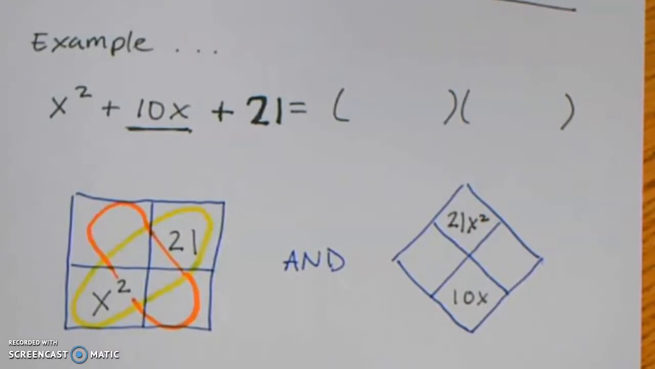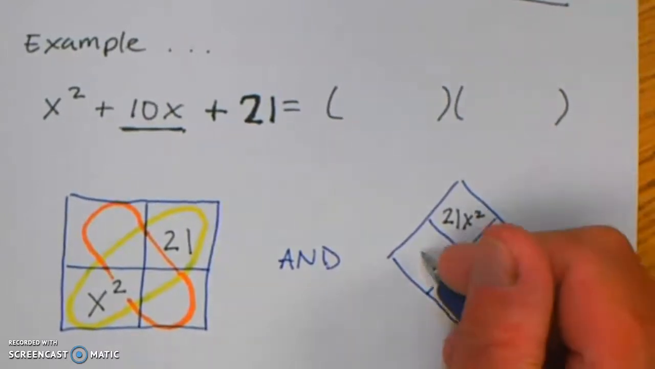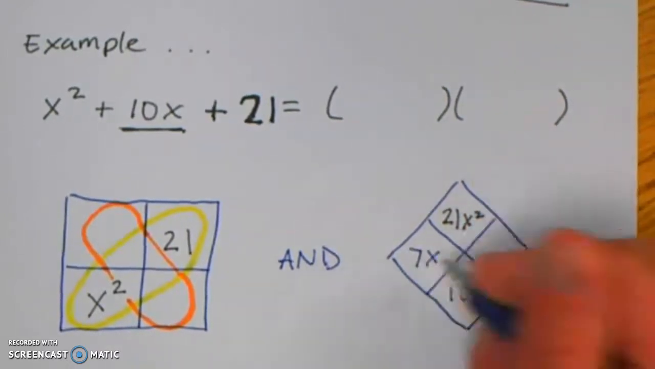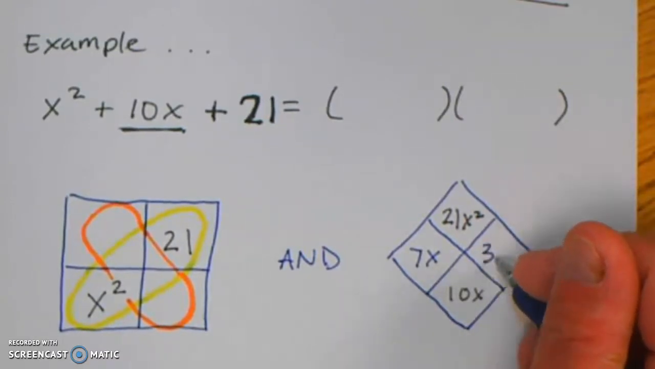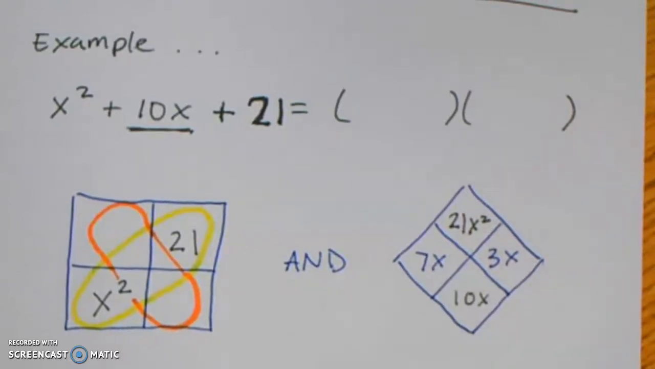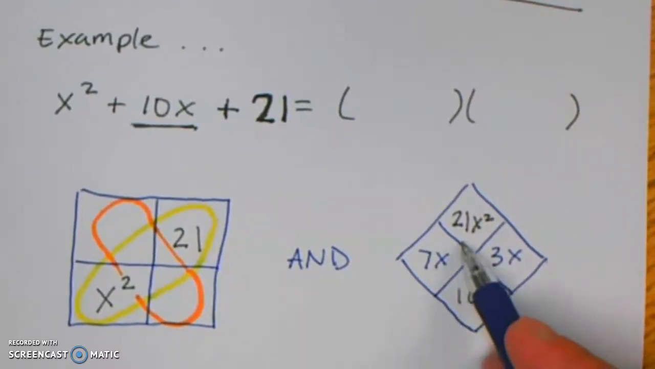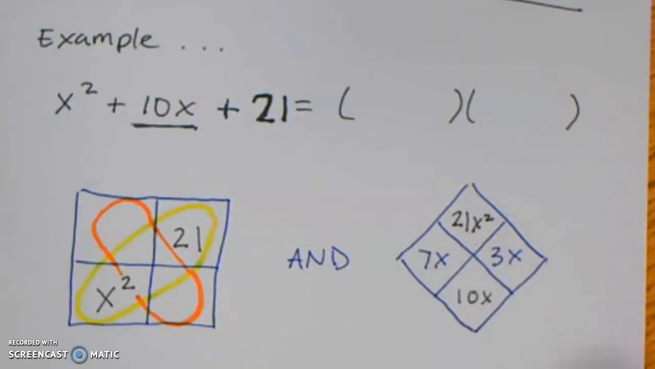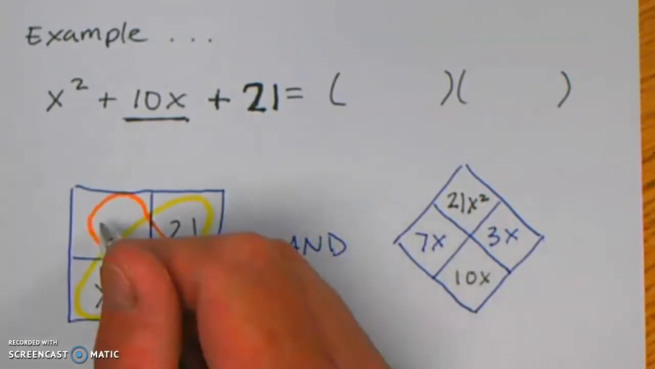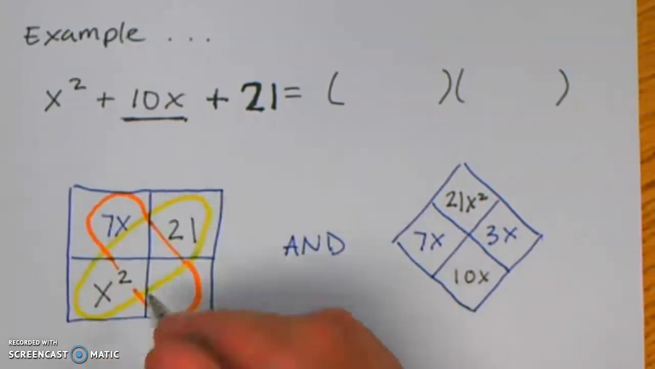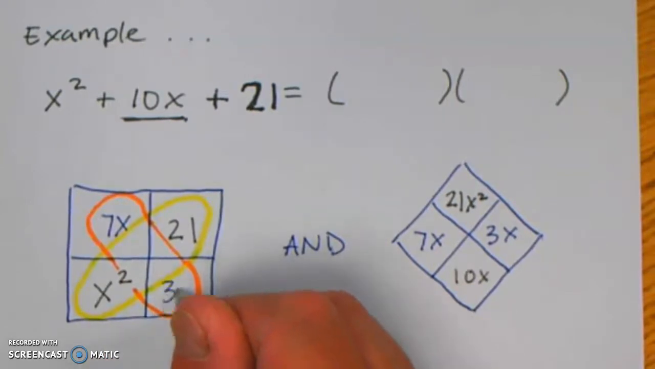All right, welcome back. Hopefully you were able to figure out that these should be the edges of our diamond problem. So we should have 7x and 3x, because 7 times 3 makes 21, x times x makes x squared, and 7x plus 3x makes 10x. So now I am ready to fill out my generic rectangle. And it actually doesn't matter where we put the 7x and the 3x.